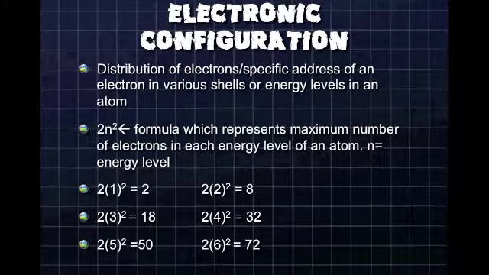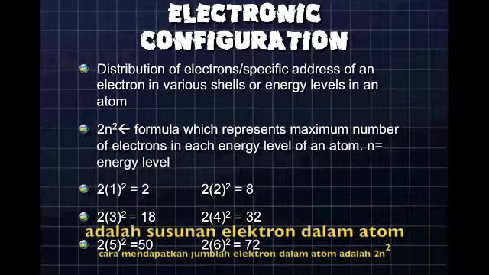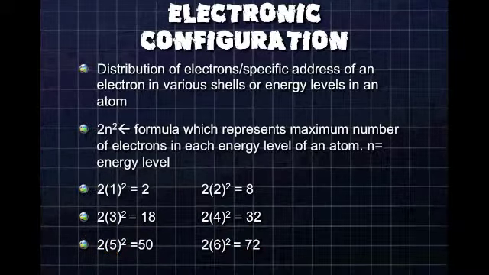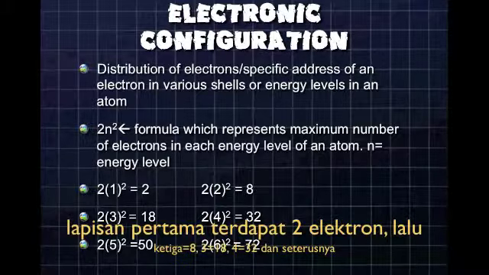Electronic configuration is the distribution of electrons, or the specific address of an electron, in various shells or energy levels in an atom. The formula which represents the maximum number of electrons in each energy level of an atom is 2n squared, where n represents the energy level. So if you want to see how many electrons there are in energy level 1, you can count by 2 times 1 squared, which equals 2.